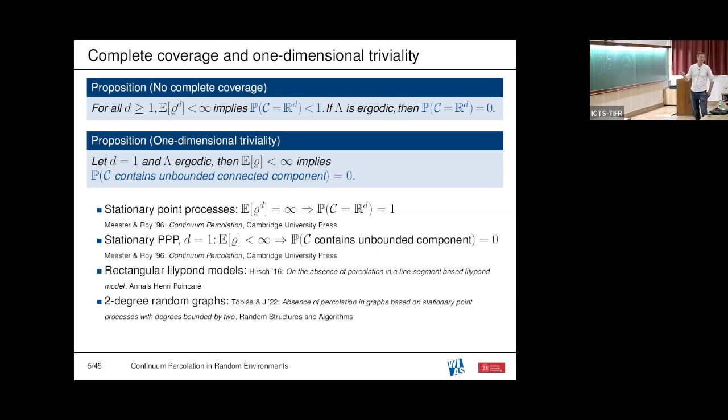If you have additional ergodicity, since this is a translation invariant event, in fact, full coverage happens with probability zero. Just to complement this, it's already in the standard textbook on the field. If this dth moment is absent, then you have full coverage with probability one. These balls are simply too big. They have too heavy tails, and you just cover the whole space, and the model is trivial.